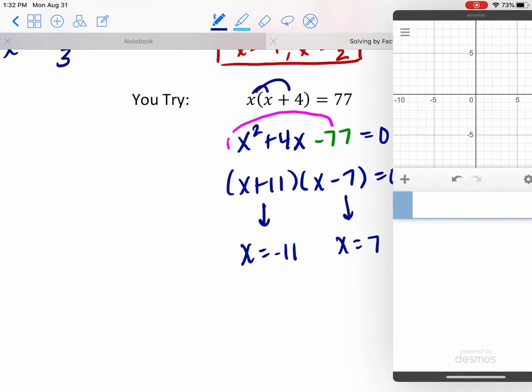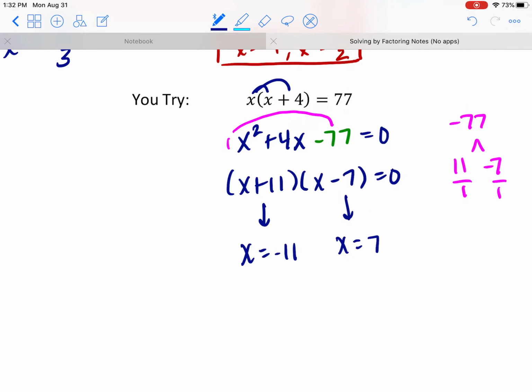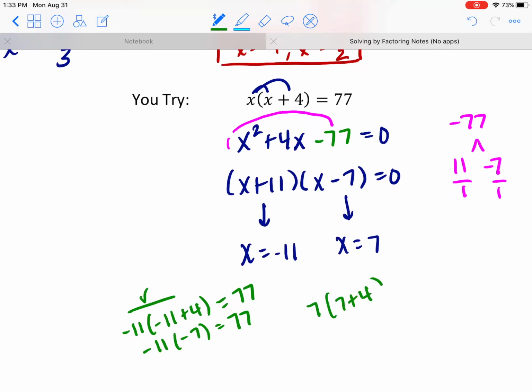And it's really easy again to check, and you don't need your calculator. You could do this in your head, but just so I can show you on paper, if you put negative 11 in, negative 11 times negative 11 plus 4 should equal 77. Well, does it? This is negative 11 times negative 7, and yep, that product is positive 77. Or if you plug the 7 in, 7 times 7 plus 4, does that give you 77? Yeah, that's 7 times 11, which is still 77.